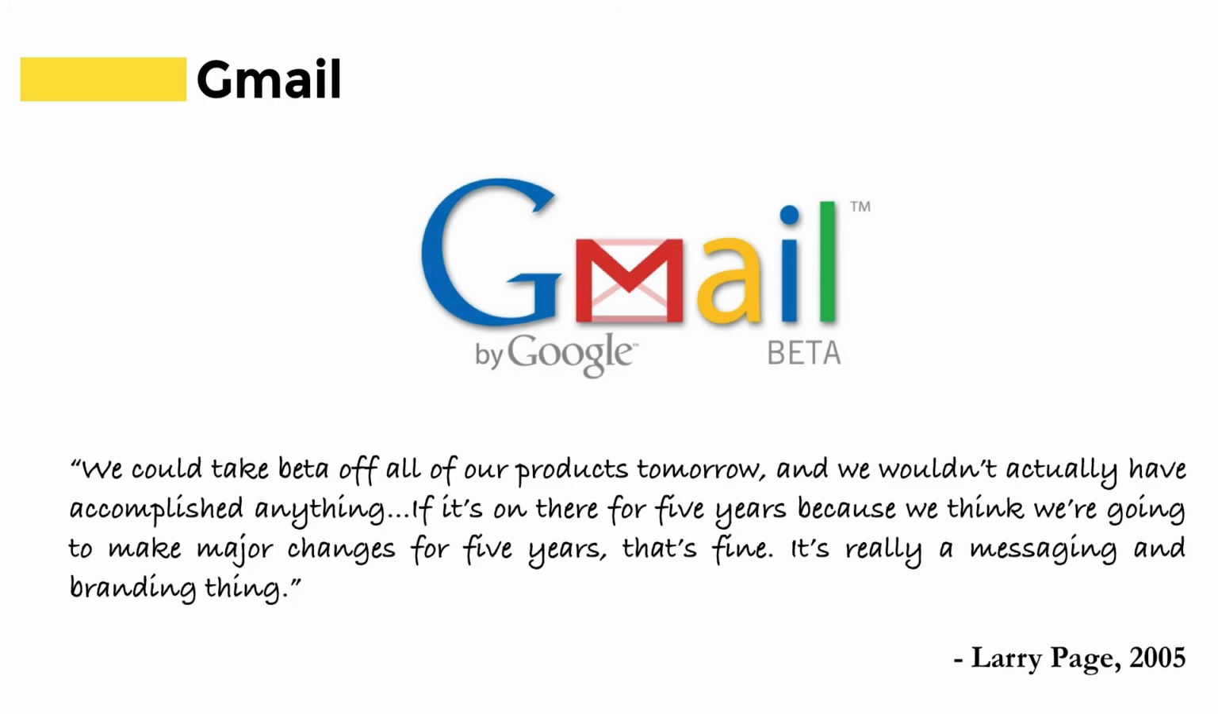So I'll give you an example. Before Gmail actually took off their beta tag, they had been in beta stage for quite a while. This is what Larry Page said in 2005. He said, we could take the beta off all our products tomorrow, but we wouldn't actually have accomplished anything. So it's on there for 5 years because we think that we're going to make major changes for 5 years, and that's fine. It's really a messaging and a branding thing. So at least you set your users' expectations to know that, okay, this is a beta version. You expect to have some sort of bugs, and you're welcome to report the bugs to us, and we'll work on it. So it's mainly for you to set the expectations of your users so that they wouldn't complain that much, I would say.